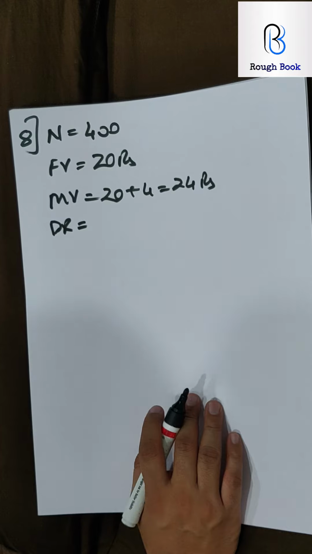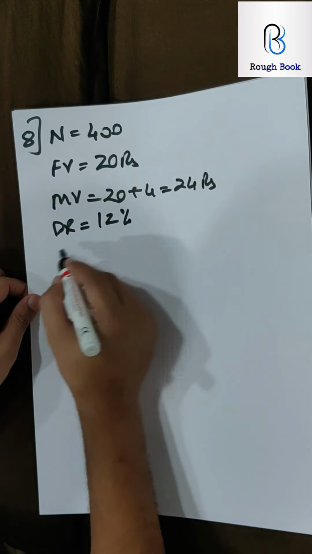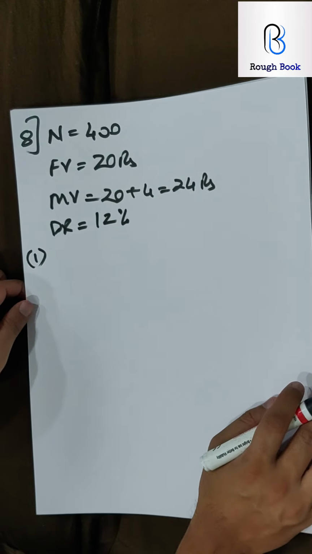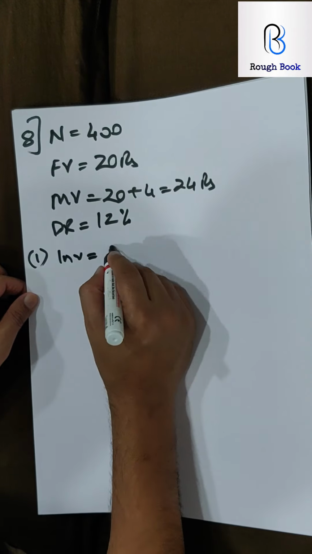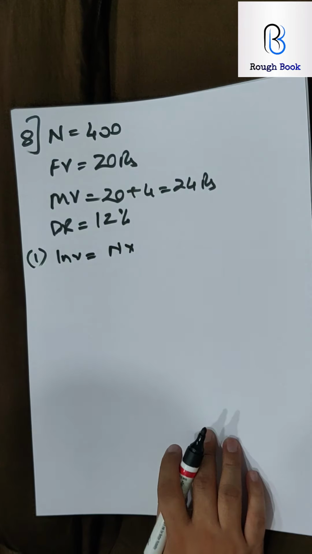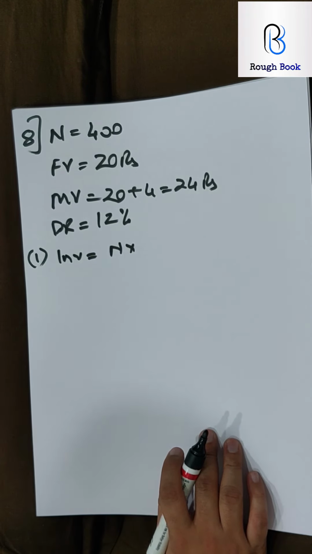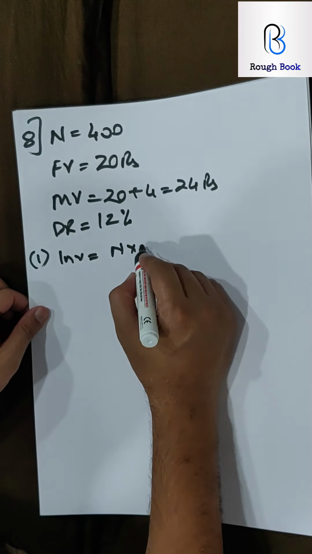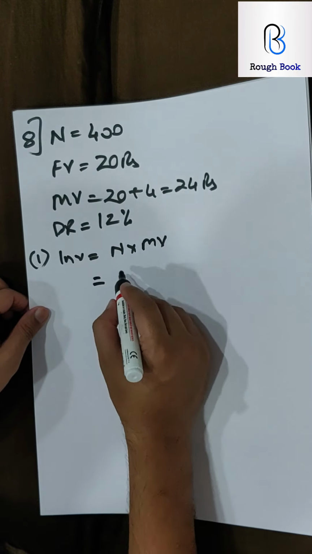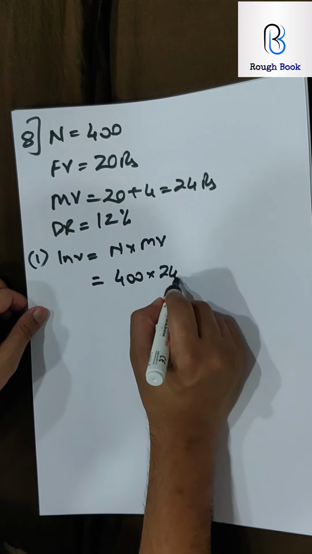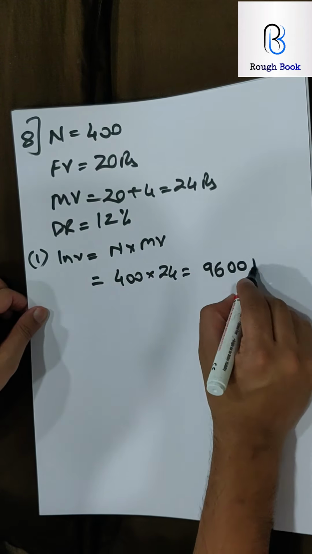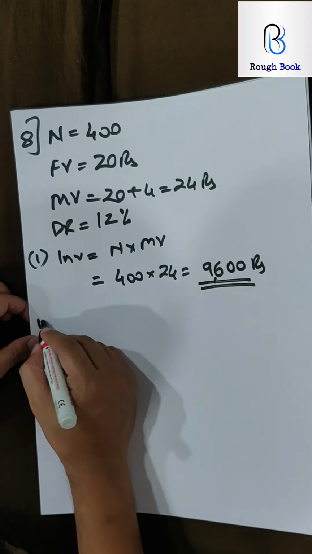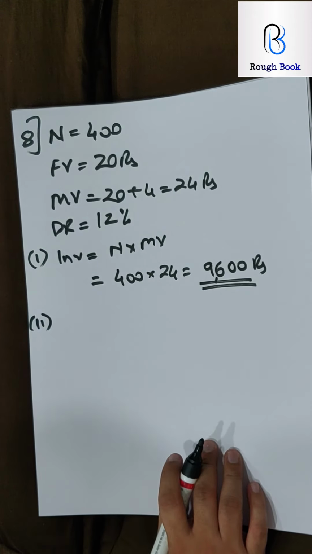Dividend rate 12%. Now your first part of the question is find the annual amount invested by the man. So investment obviously will be number into market value. So you have to read the question. A man buys 20 rupees shares at a premium of 4. So he is buying it at a premium. So into market value. So 400 shares into 24 rupees. So 4 4s are 16, 8 and 1 9, 0 0. So 9,600 rupees is the total investment.